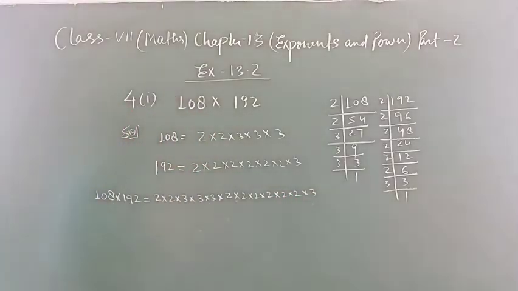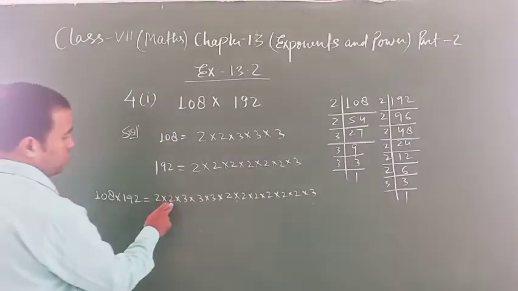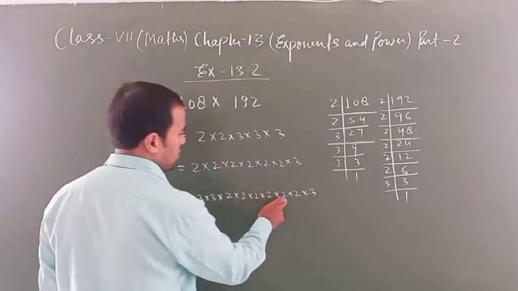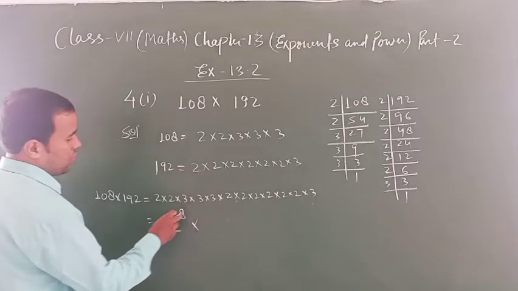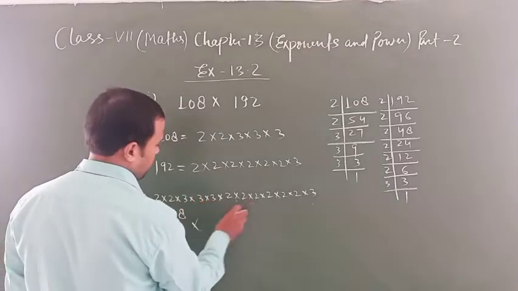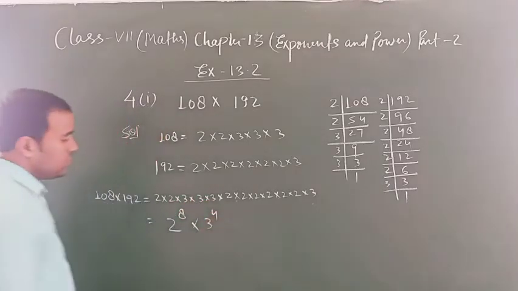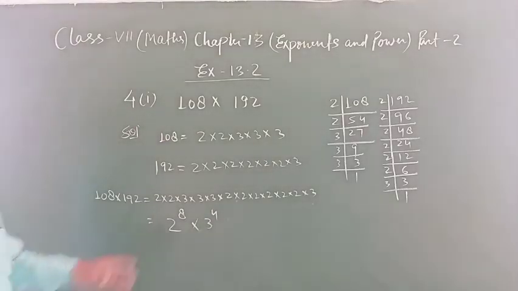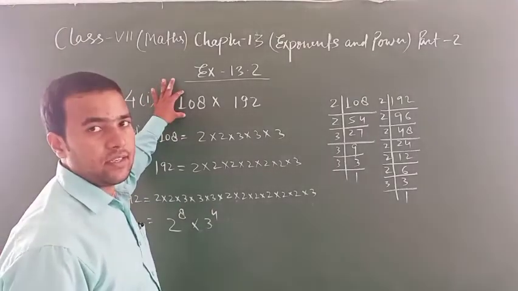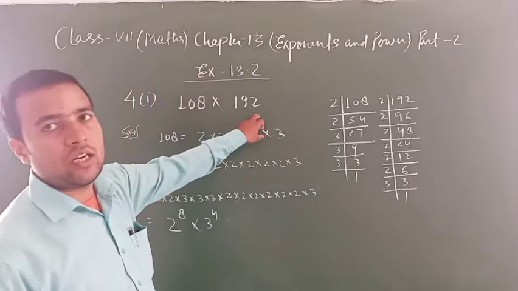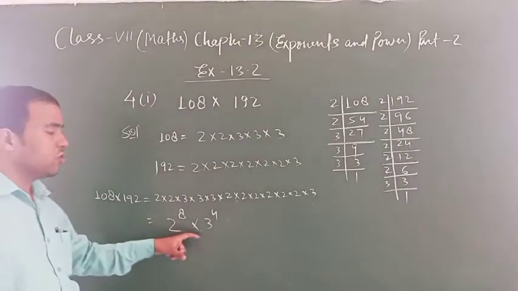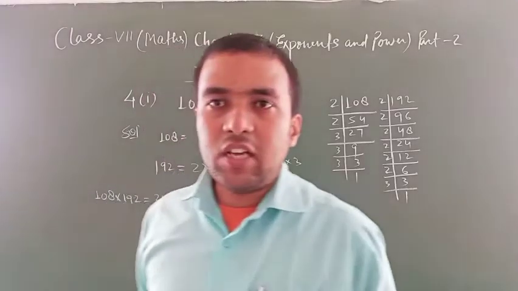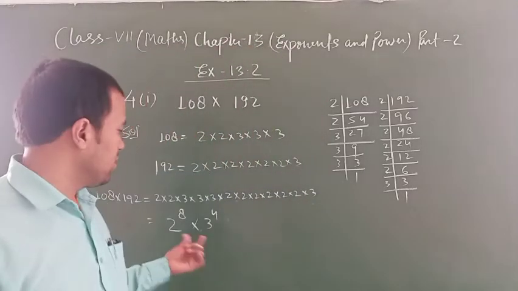Clear? The total, how much? 2 power 8 and 3 power 4. So 108 multiple 192 we can write like this: 2 power 8 into 3 power 4. But how do we get this?